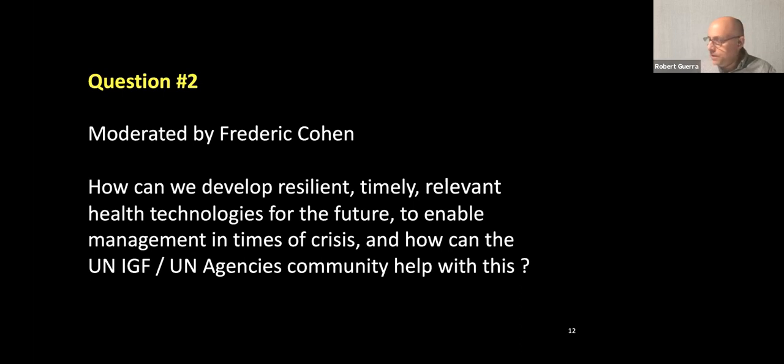I think definitely WHO's role is really key because it's a health crisis, but the next crisis could be something different as well. And I think it's very key that the different UN agencies that have different mandates and remits be able to work together. And we know that's not always an easy thing to do, but I think it's an important thing to do so we can move forward.